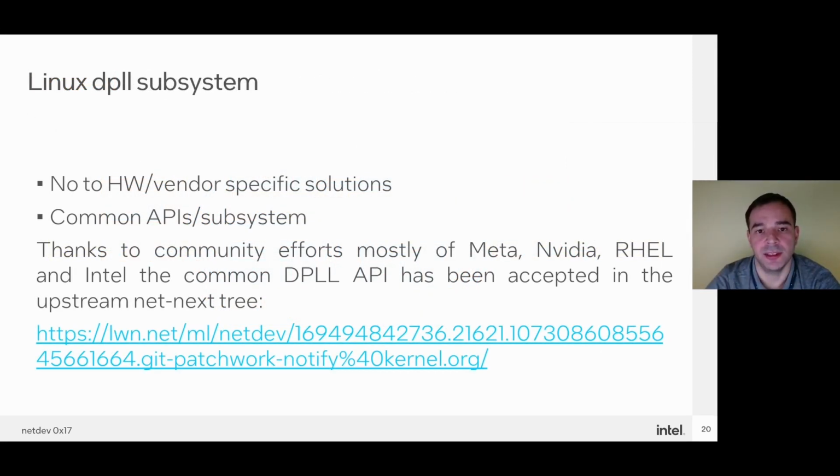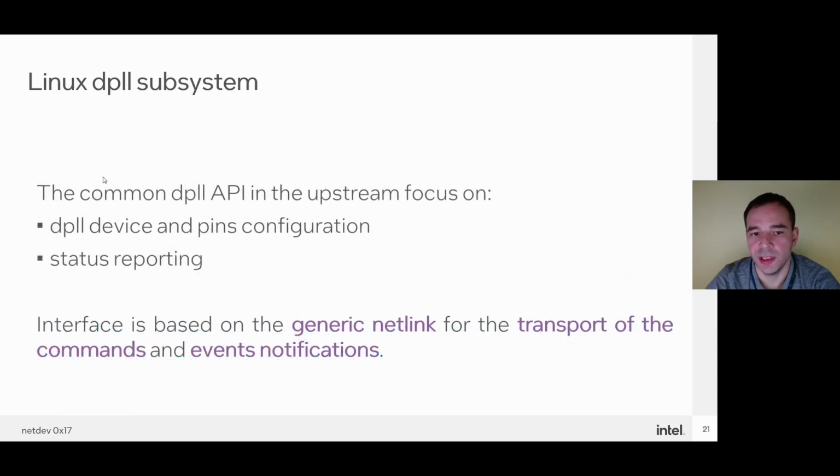EEC synchronization is done with the use of a DPLL circuit. As we couldn't rely on the vendor or hardware specific solution and there was a need for common API, we worked for over a year with the community on introduction of DPLL interface to the Linux kernel. A common interface that would allow control over DPLL and whose EEC is able to be controlled. DPLL interface allows for control over DPLL devices and their pins, as well as status reporting.